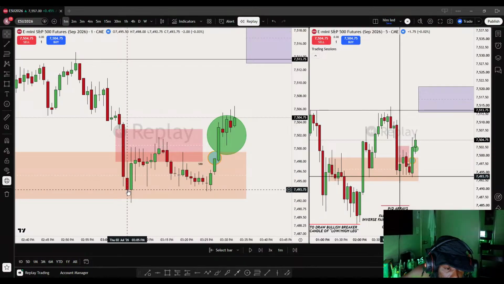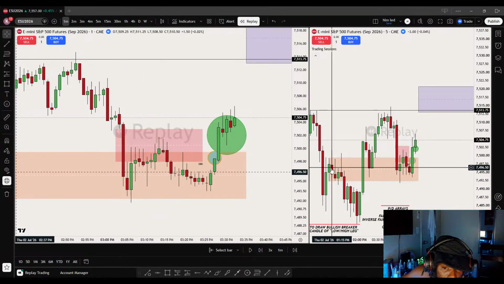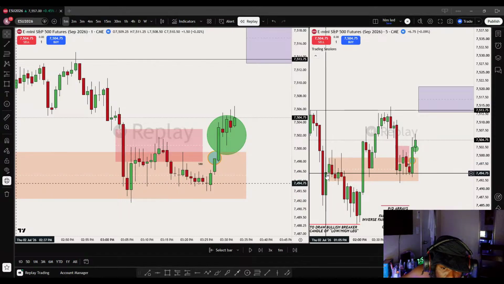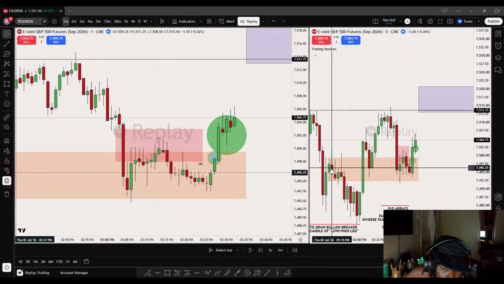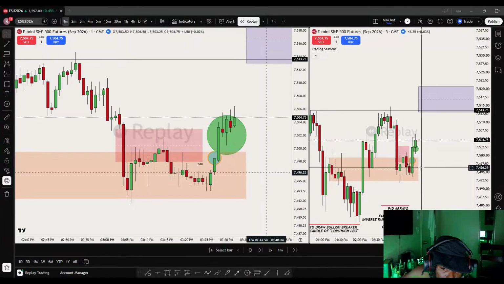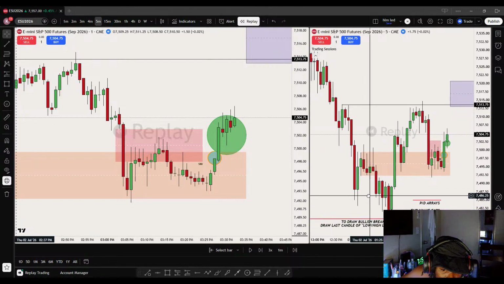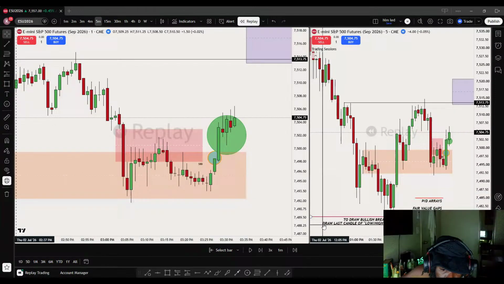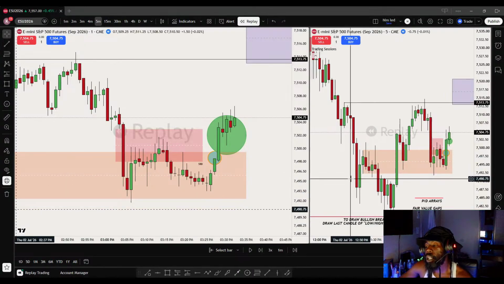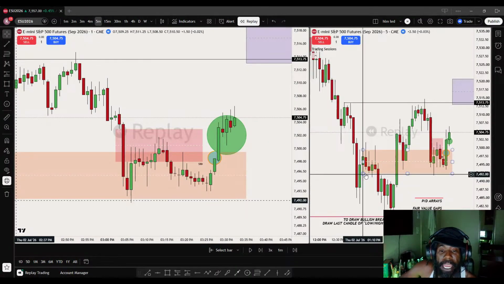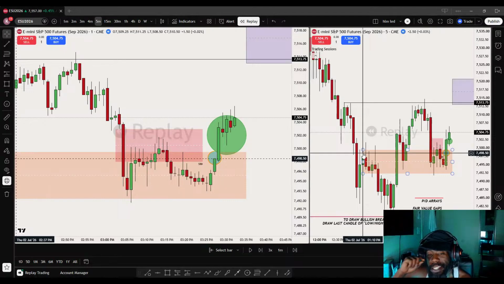Some of the bodies cut outside the lines here, right? But I'm going to give y'all some sauce. This breaker is still valid. All right. So remember I said draw the last candle of the low-high leg? I told y'all to draw that candle for a reason. That candle is the most sensitive part of the breaker.